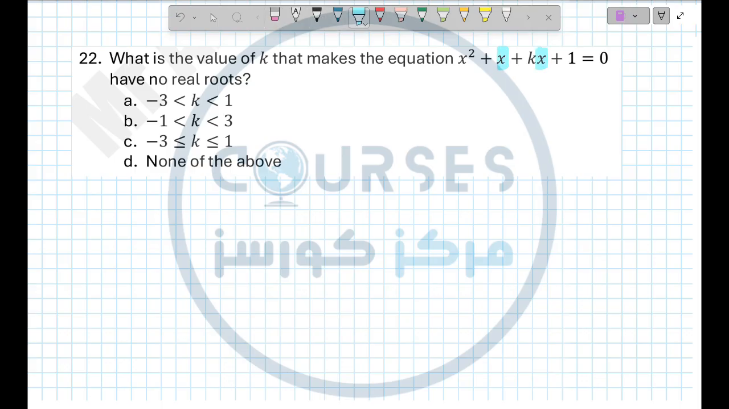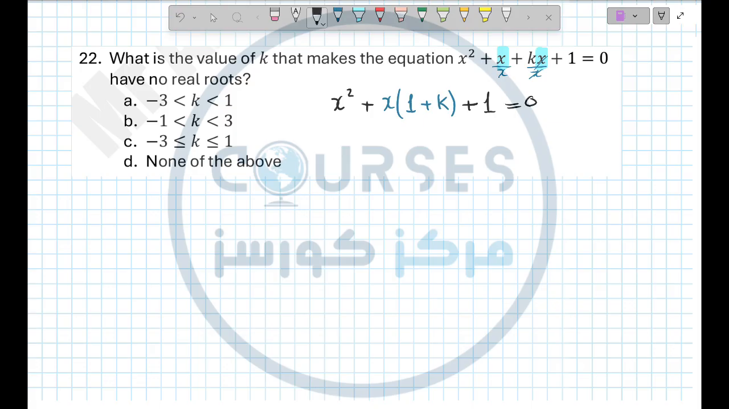How so? Remember, I told you, whenever a variable is repeated twice, or you want to join it, you have to take it as a common factor. So this is going to be x squared plus, take the x as a common factor, and it's like you're dividing by x. X divided by x, that's 1. Kx divided by x, the x's will cancel, so that's going to be plus k. And then plus 1 equal to 0.